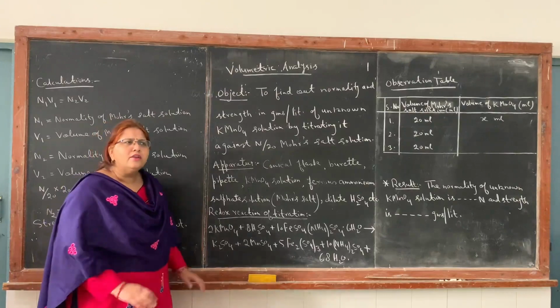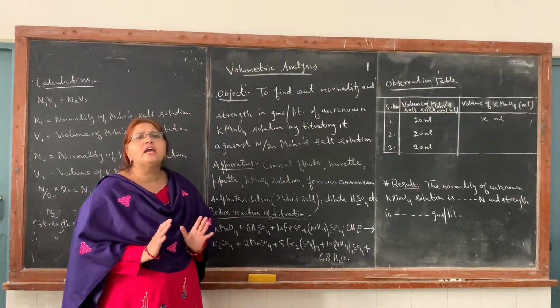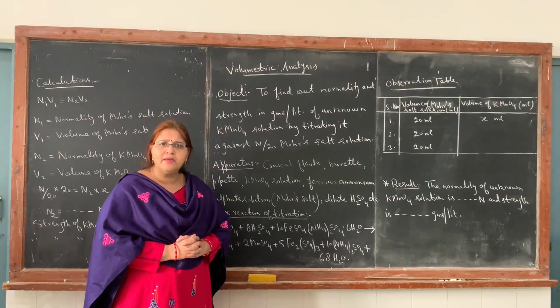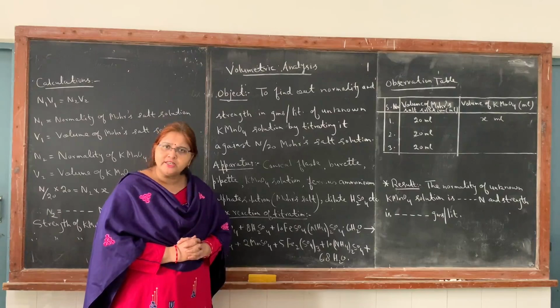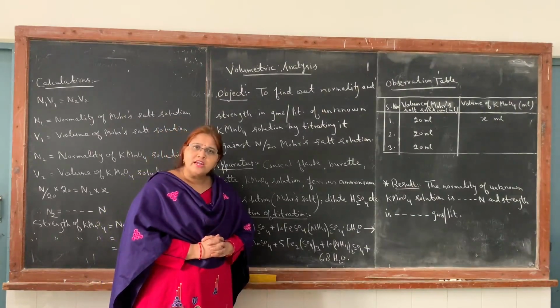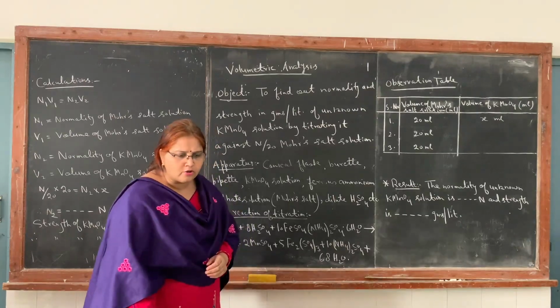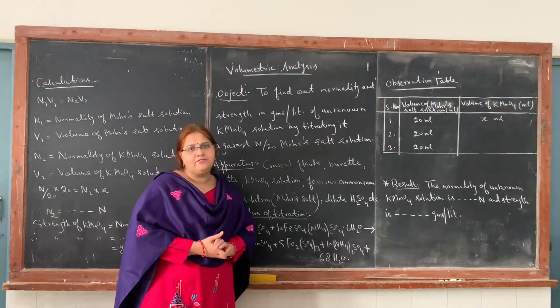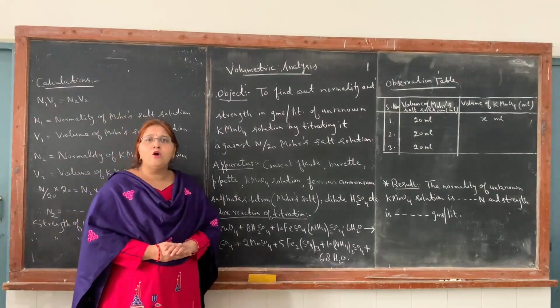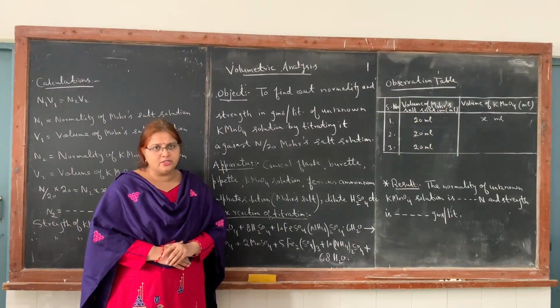Now, normally we have four types of titrations. The first is known as acid-base titration. Second is precipitation titration. The third is redox titration. The fourth is called volumetric titration. This titration is an example of redox titration.